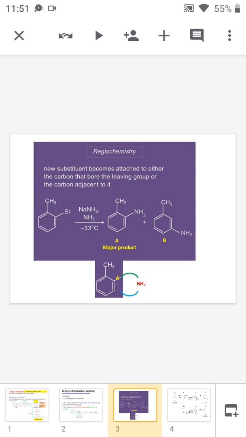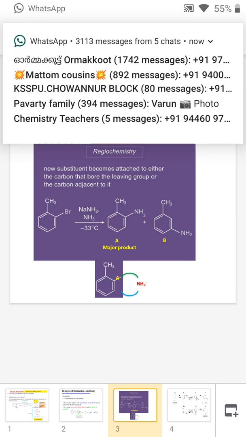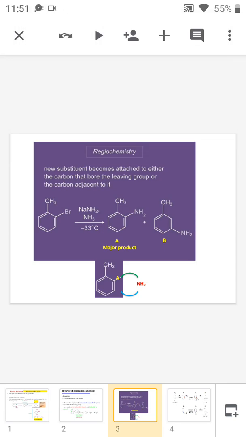If it is attacked in the ortho position, we will get A as a product. So the carbanion is generated meta to the methyl group. If it is attacked in position B, the carbanion is generated in between the CH3 and NH2. So in product B, the carbanion is formed in between the CH3 and NH2. It is really unstable. So that's why product A is the major product.